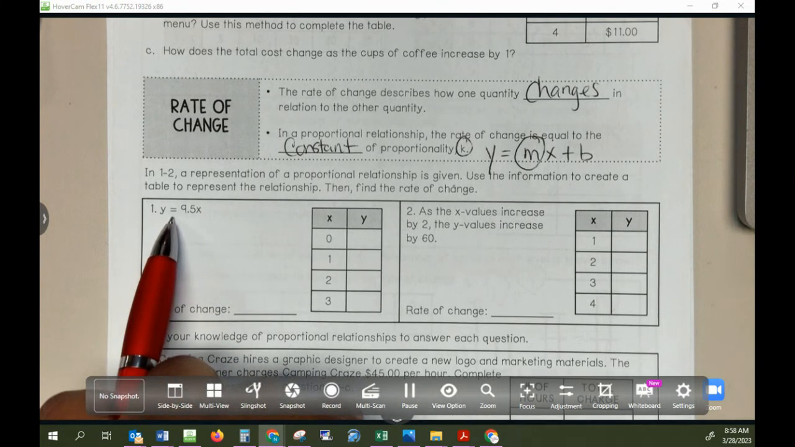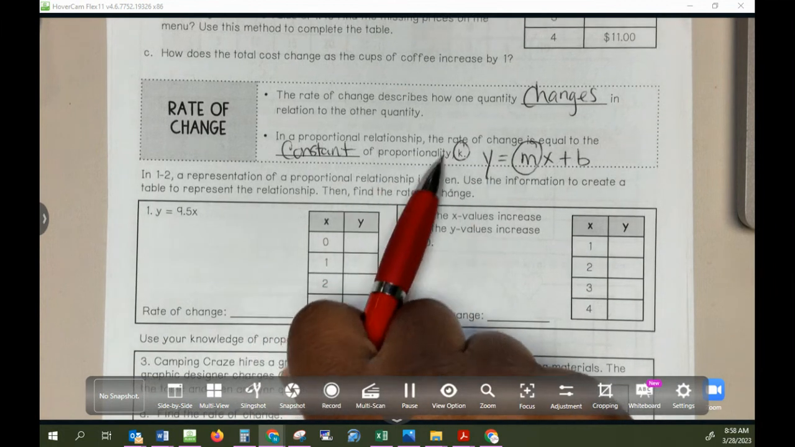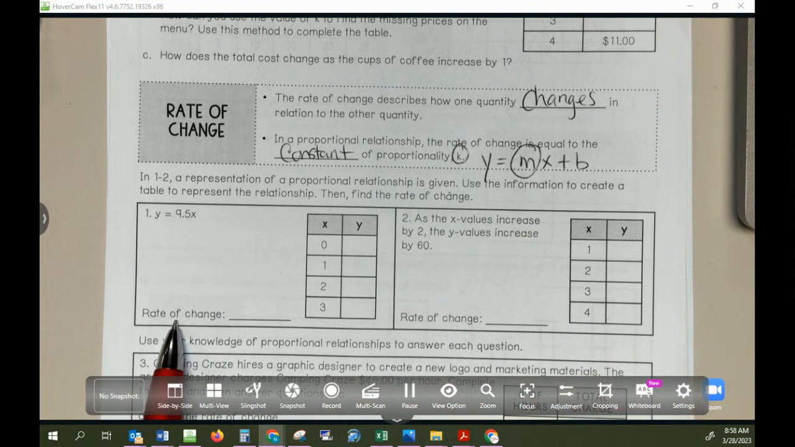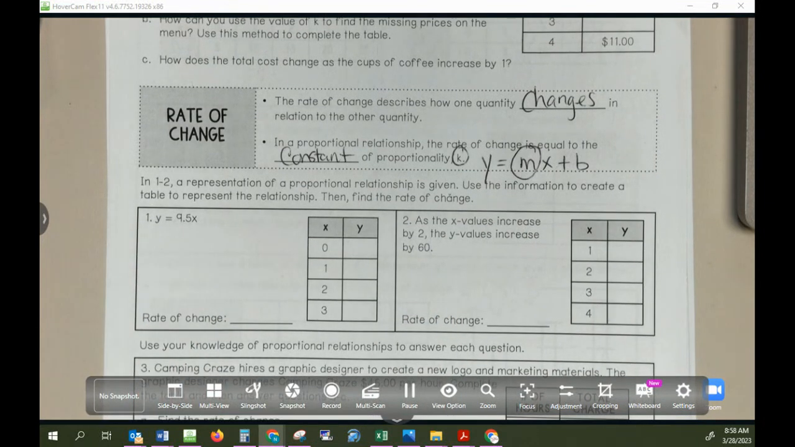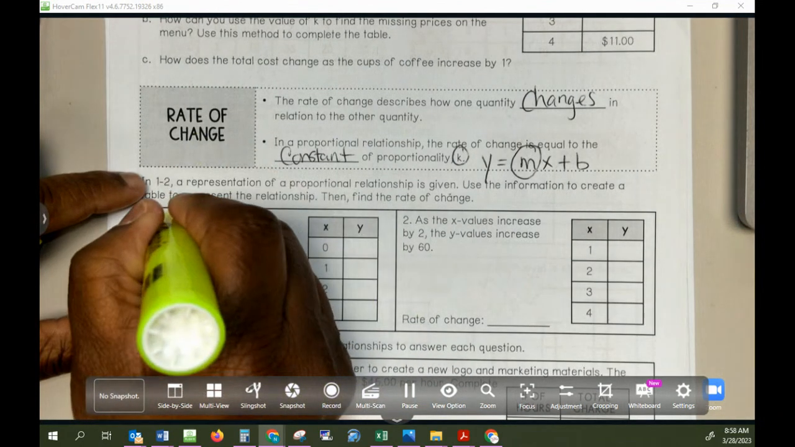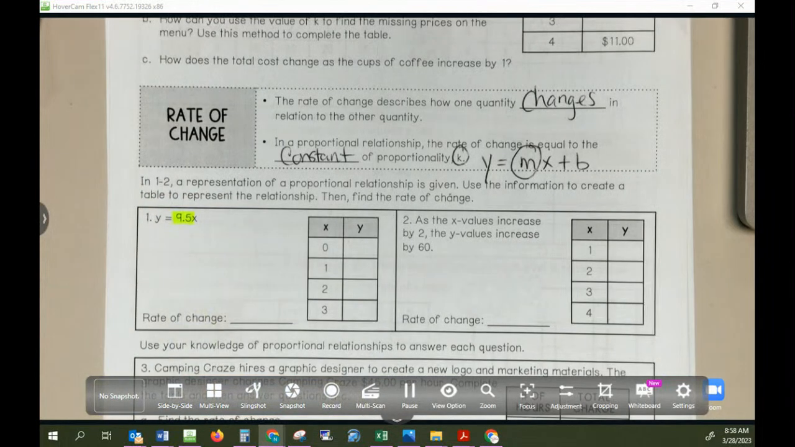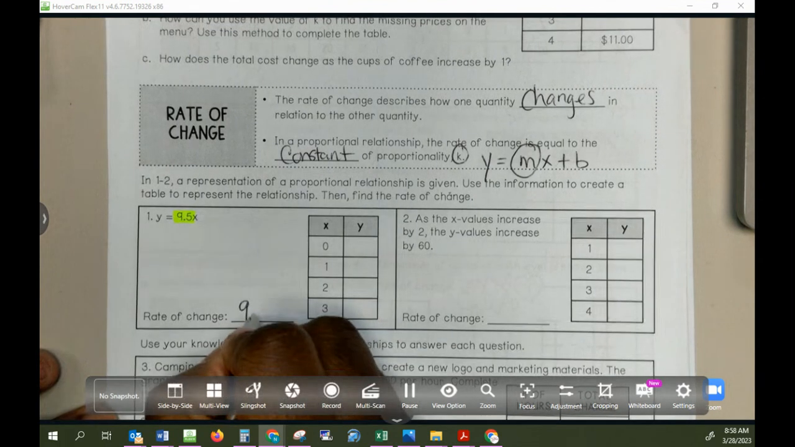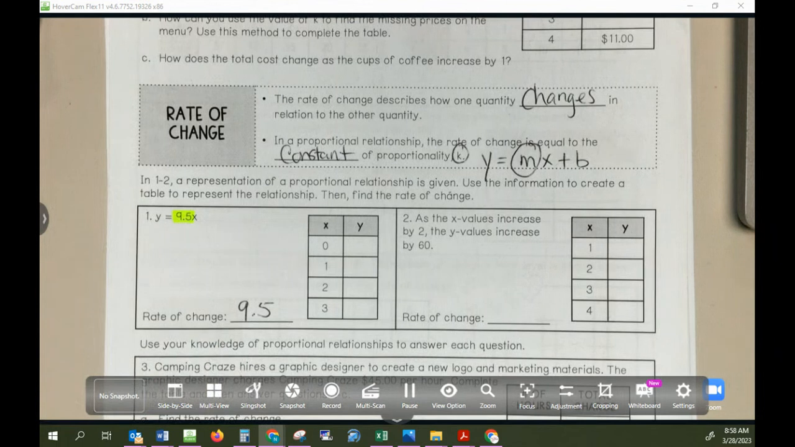If I know my equation, my constant rate of change is always going to be what's part of my equation here. I can know my rate of change just from looking at the equation. Why? Because in our equation, I'll use a highlighter. Here, the 9.5. The 9.5 there lets me know that is my rate of change. That means it's always going to be changing by 9.5. Everything will be multiplied by 9.5 because that's the rate of change. So from the equation, I know that my rate of change is that.